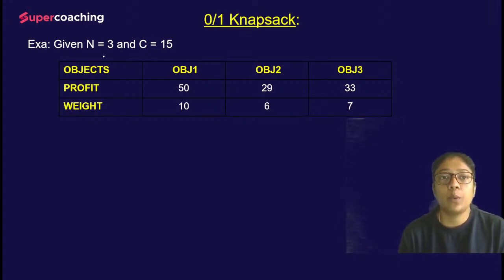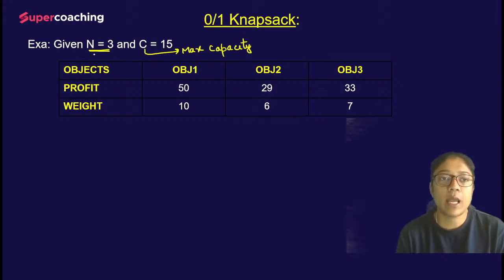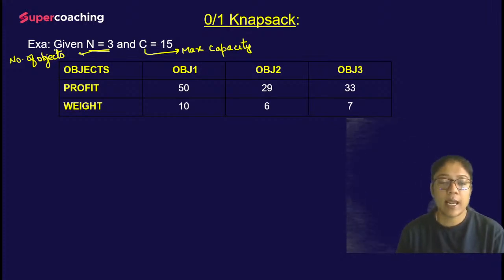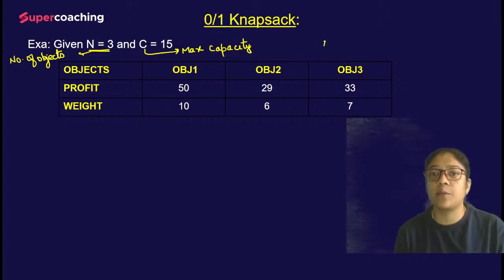Again, here we are given three objects and the maximum capacity. This is the maximum capacity of the knapsack, and this is representing the number of objects. The number of objects and the maximum capacity are given to you. We are supposed to find out the maximum profit.